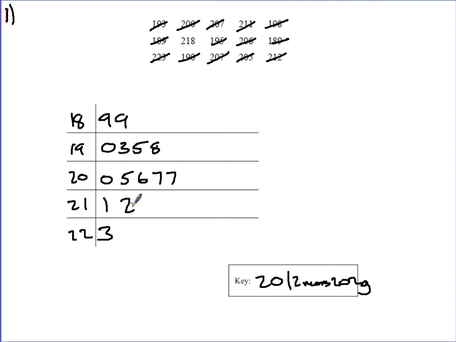Now we count 1, 2, 3, 4, 5, 6, 7, 8, 9, 10, 11, 12, 13, 14, and I've got 15 numbers there. So I've made a mistake, haven't I? And what mistake have I made? And that's important to check. I missed that one out. So the 8 goes in there, and then that's completed.